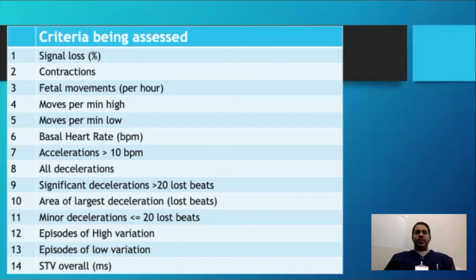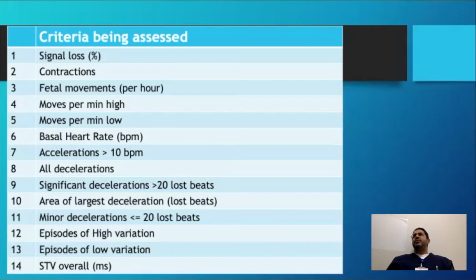It looks at episodes of high variation and episodes of low variation, which basically to us means normal variability and reduced variability. High variation is when variability is more than 5. Low variation is when variability is less than 5.